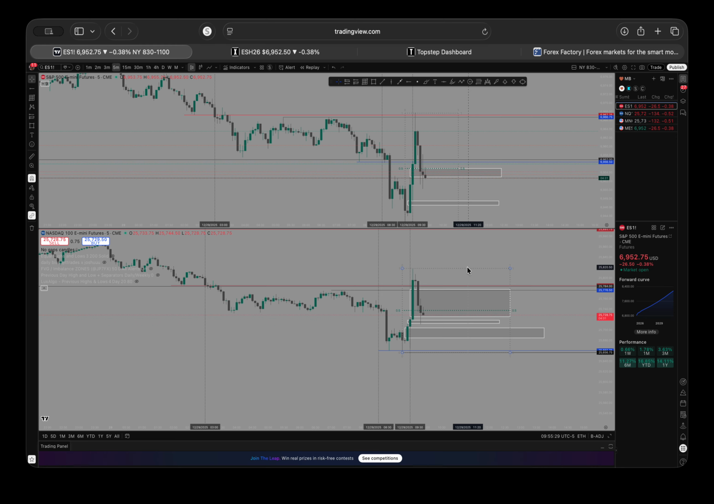Now I'm just leaving it there for whatever reason, because now I'm not using the equilibrium as a confluence. I'm strictly using breaker structure and fair value gap.